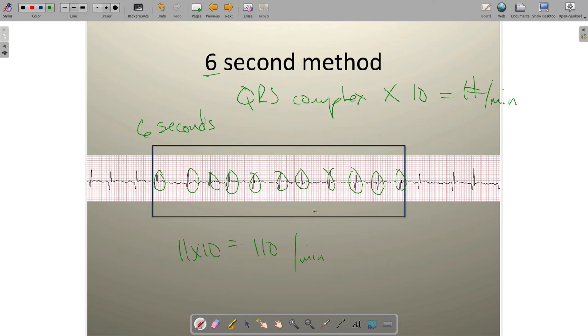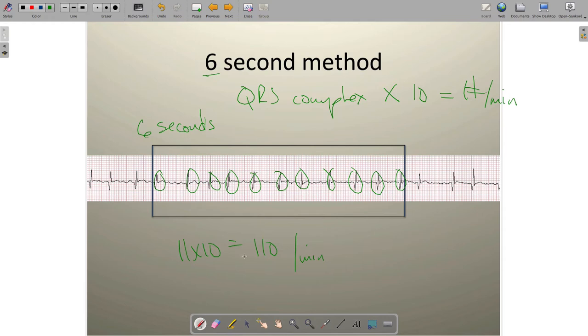So the 6-second method's a really cool and easy way for us to quickly look at the EKG and decide how fast the underlying rate is. At the end of the day, we really want to know, is it above 100 or is it below 100? And we'll refine our technique a little bit to find out exactly how much it is in a little bit.